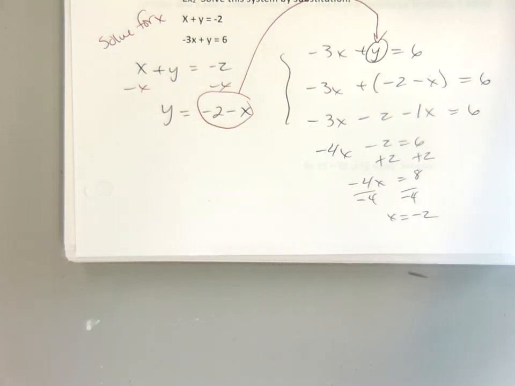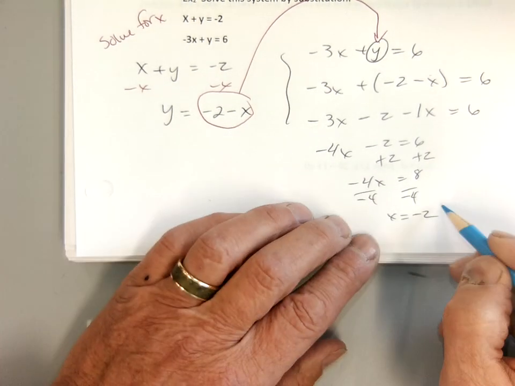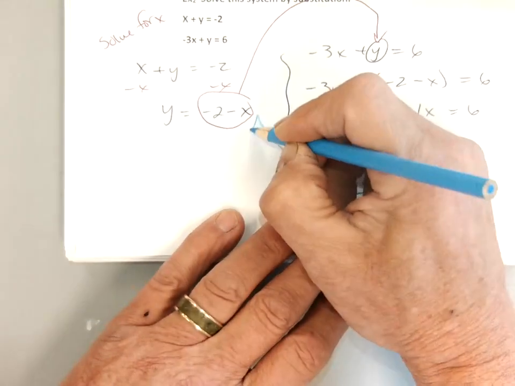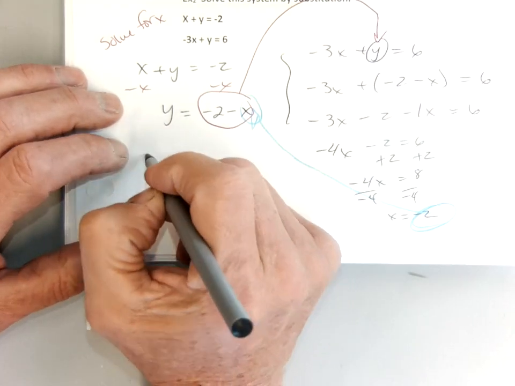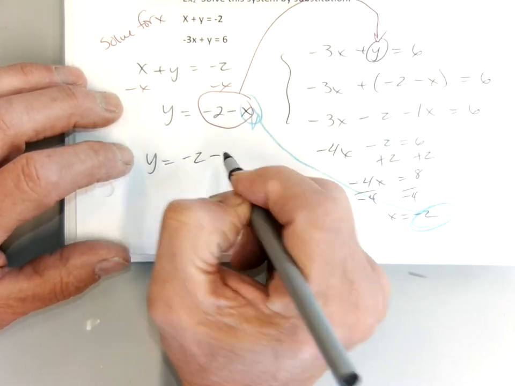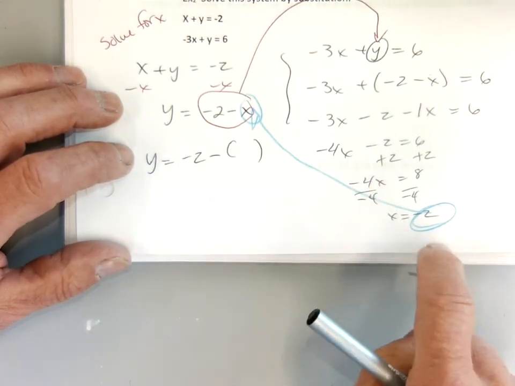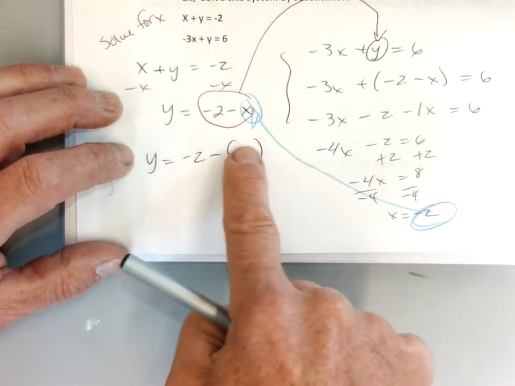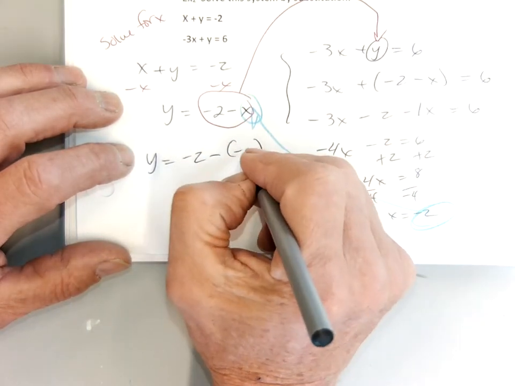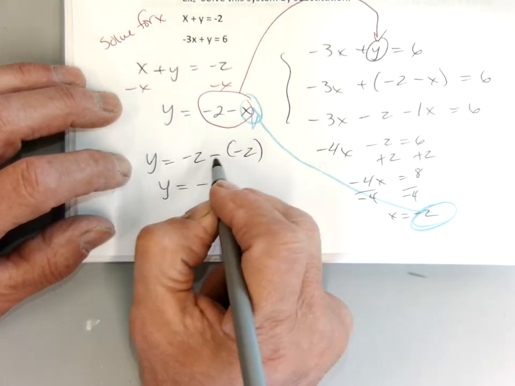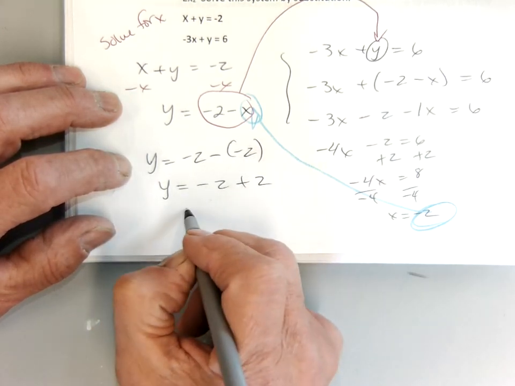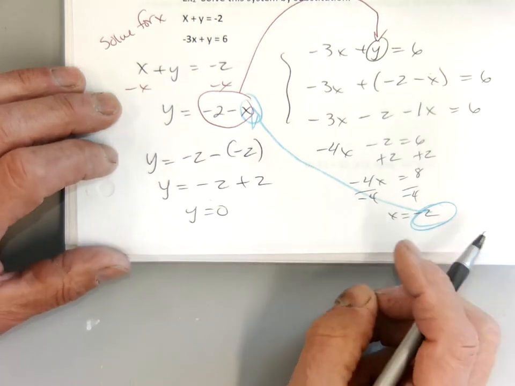So let's go ahead and take the -2 and put it there, in for x. I'm going to go y equals -2 minus, not x, but what x equals. X equals -2, put that there. Okay, I got a double negative. Double negative. Y equals 0. So I have an answer.